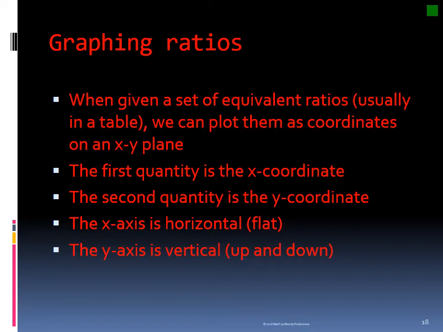The x-axis, so the x coordinates, are all on the horizontal axis, which is your flat axis. And if you have trouble remembering which one that is, the way I remember it is horizon. If you look out on the horizon, it is flat. There's a flat line on the horizon, and so the x-axis is horizontal. And then the y-axis is vertical, which means it's going up and down.